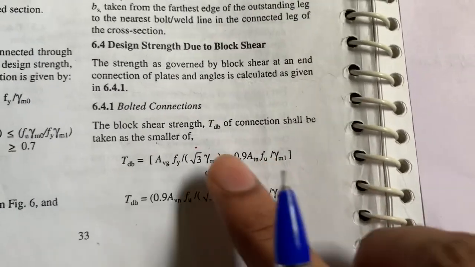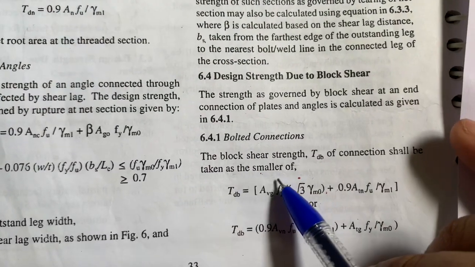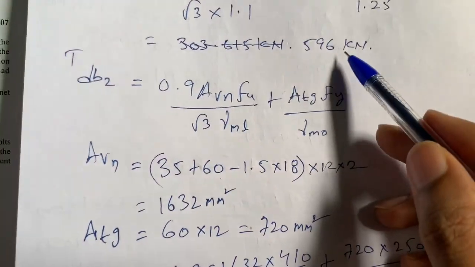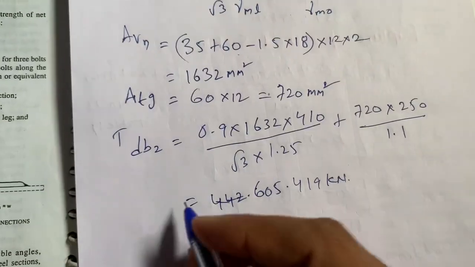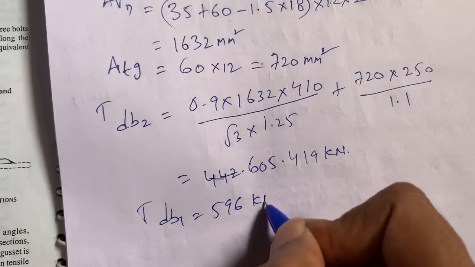TDB1 is, actually I solved the two equations, TDB1 and TDB2. The code specifies that whichever is the smaller value, we need to consider. So in both I got the smaller value as 596, that is TDB1. So I am considering TDB1, the smaller value, 596 kilonewtons.